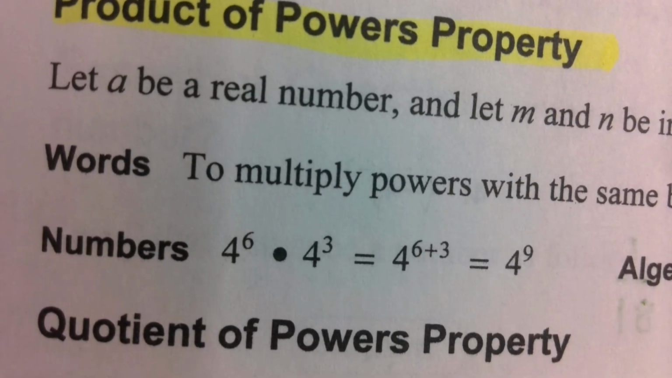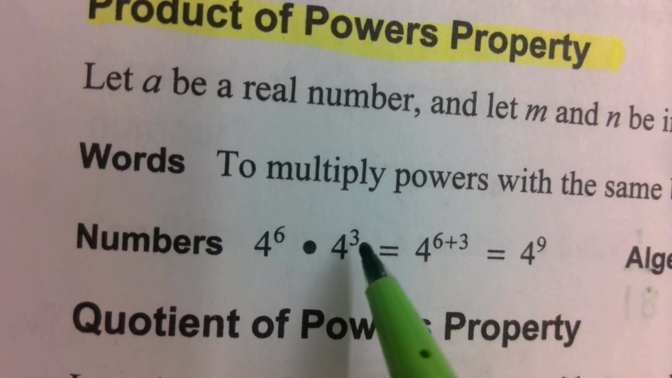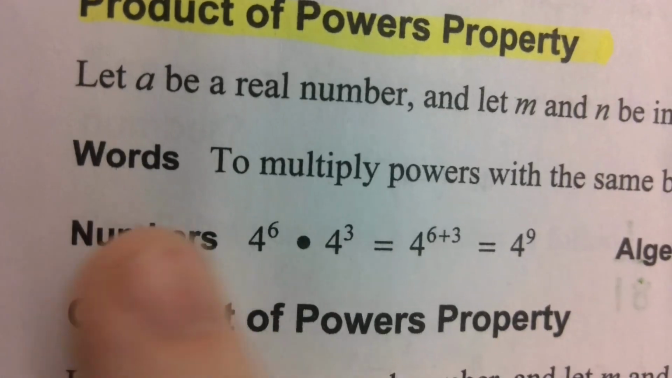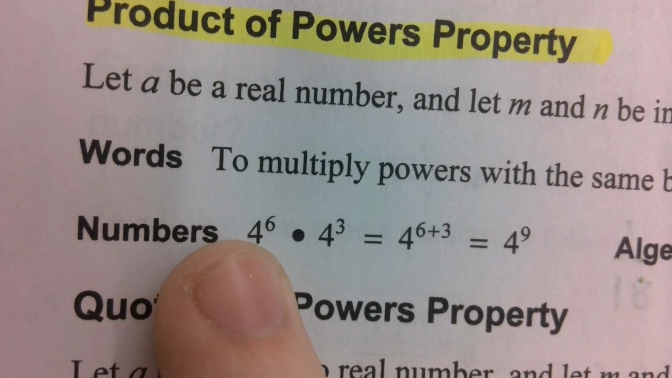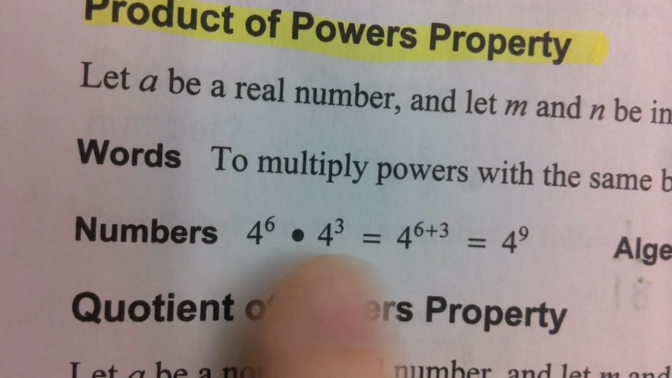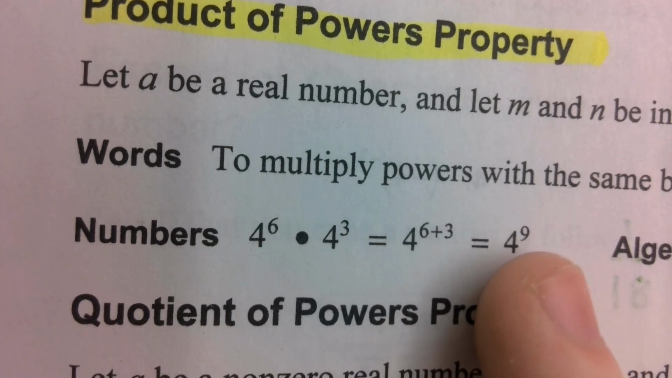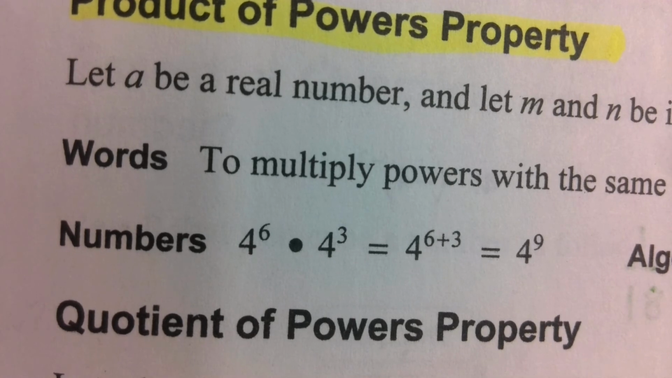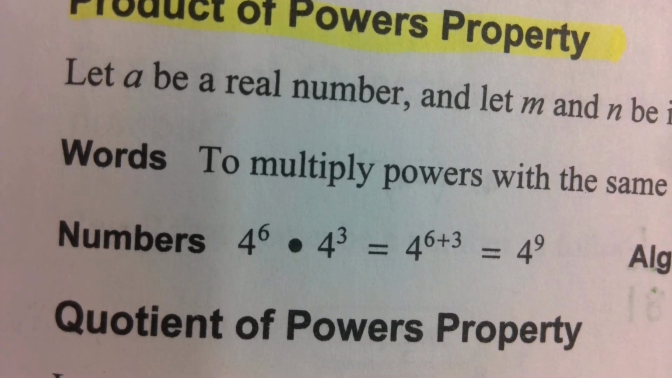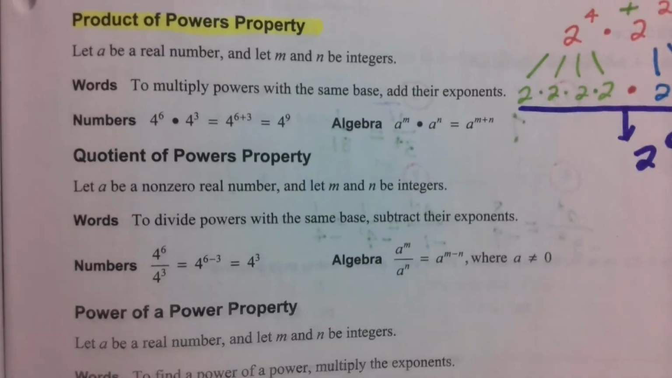Take a look at the example over here. We have 4 to the 6th times 4 to the 3rd. So what that's really saying is, here are 6 4's, and here are 3 4's. Put them together, how many 4's are you multiplying together? 9 of them, 4 to the 9th. This is really, really crucial, because it helps us combine terms. It simplifies these exponent problems a lot.